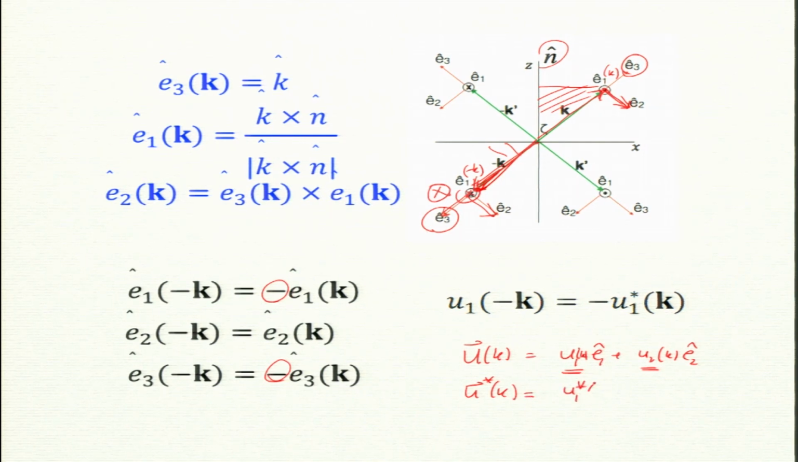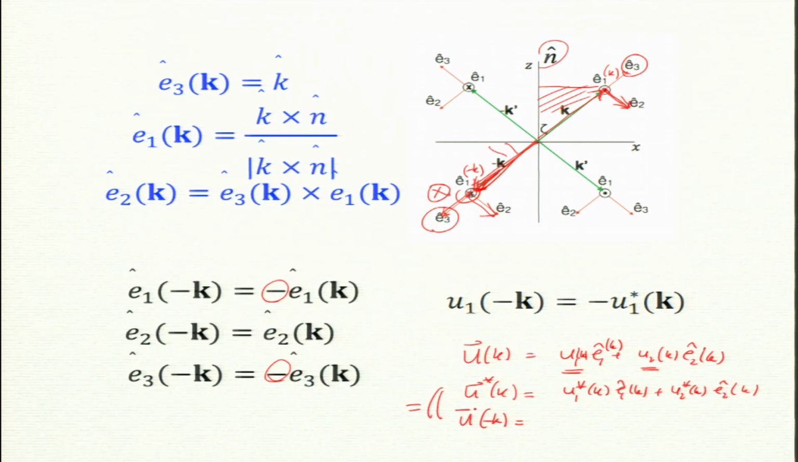Is just u1 star k E1 k. I should write, in fact I should write k here, plus u2 star k E2 of k. What about u of minus k? That is same as u star k, right? Why, because the reality condition is not to be broken. So these two are equal, yes or no?